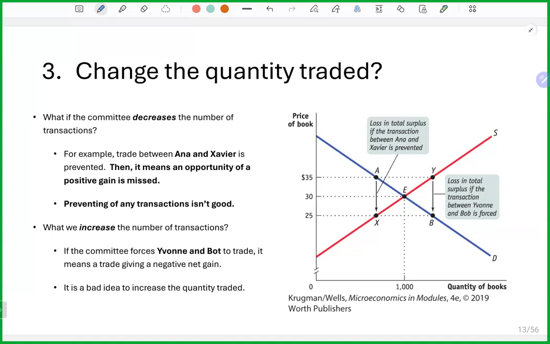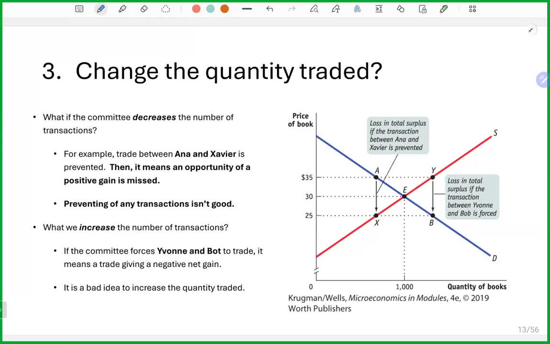What if you want to increase the sales, the quantity transacted? What if you want to increase it by forcing Y and B to engage in the transaction? Y and B, originally under the market equilibrium, are not making a transaction. Why? Because B is not a buyer and Y is not a seller. Now let's force them to make a transaction so that we increase the quantity transacted to 1,001.